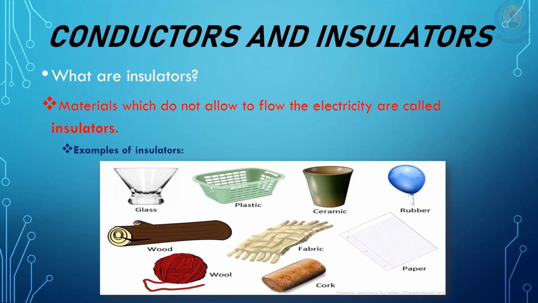Here in the picture, there are some examples of insulators: glass, plastic, ceramic, rubber, fabric, paper, wood, wool. They do not allow electricity to flow through them. Therefore, these insulators cannot be used to flow the current of a circuit.